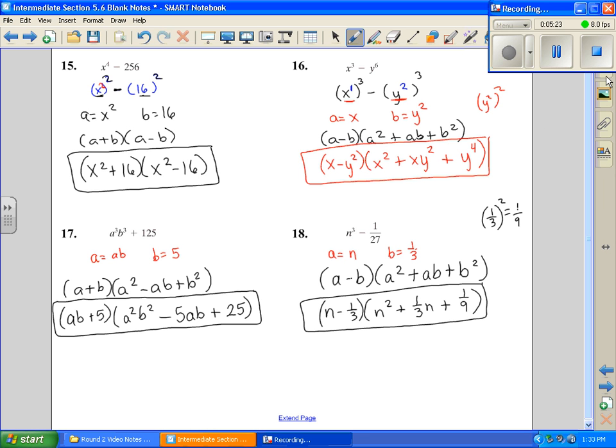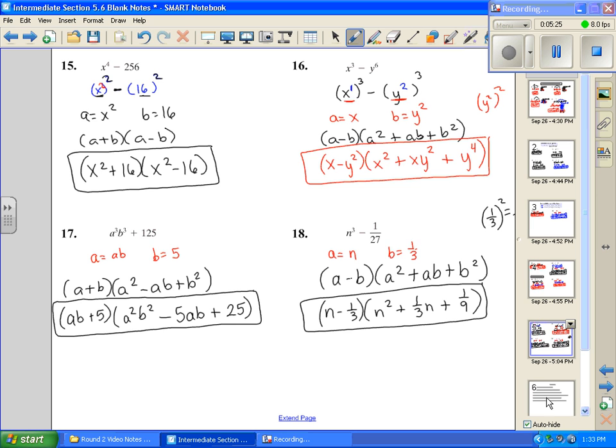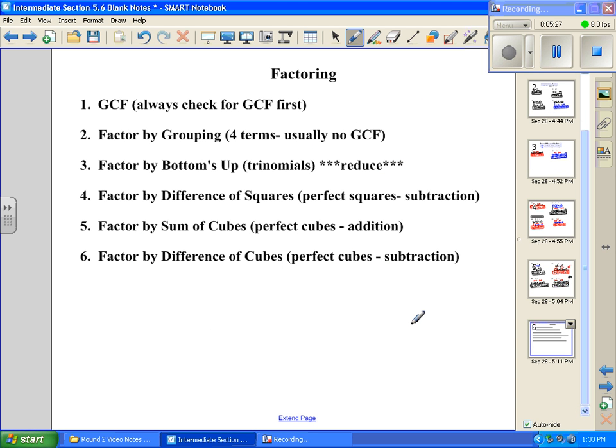Okay, and the last page is just kind of a reminder for you. It's like the steps we go through when we're thinking. When we see a problem that just says factor, because later on all these types of factor problems will be scrambled up. Here's what I usually do. Always, always, always look for GCF first. No matter what, if you fail to take that out, it messes up the rest of the problem.